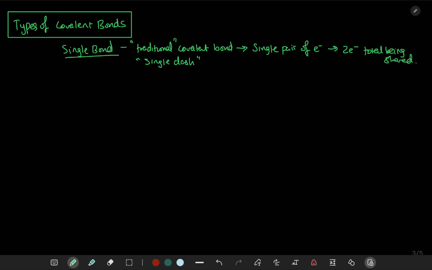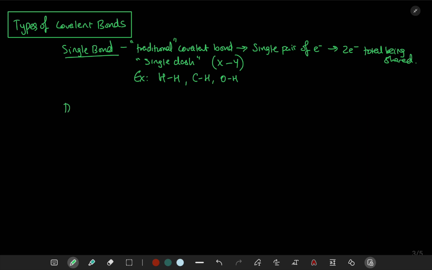And so a single bond is denoted by a single dash. Okay, so it's like X dash Y, right? So the examples we've talked about before include the hydrogen-hydrogen bond in a hydrogen molecule, the carbon-hydrogen bond in a molecule of methane, and then we also have the oxygen-hydrogen bond in water, right? And so that's a single bond.